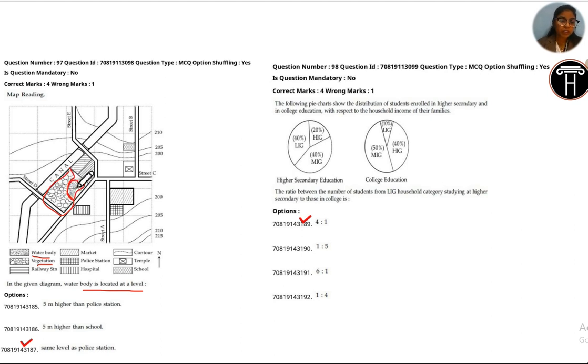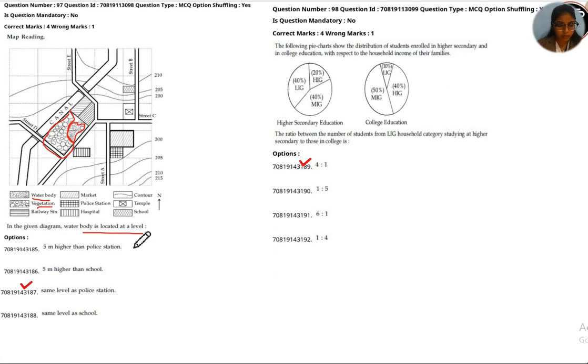Okay. So the water body is located at a level, 5 meter higher than the police station. Where is the police station? This is your police station. Is it located at 5 meter? See, this is your contour line. This one and this one, both are on the same contour line. So no one is up and no one is down. So this is wrong, that it is located 5 meter higher than your police station.